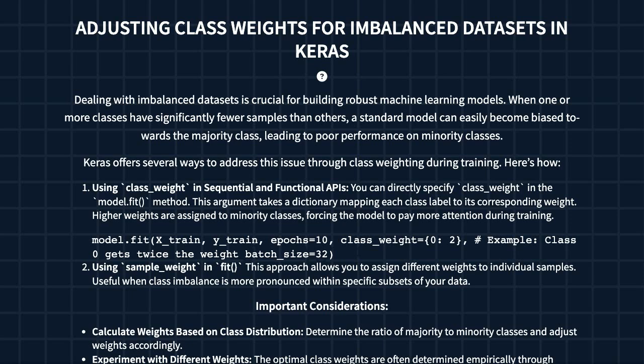With class weight, you essentially tell Keras, hey, pay more attention to this class, and it does that by giving it a higher weight. You can calculate these weights based on how many samples are in each class, making sure the minority classes get proportionally more importance. Don't just pick random numbers though. Experiment with different values to find what works best for your specific data.